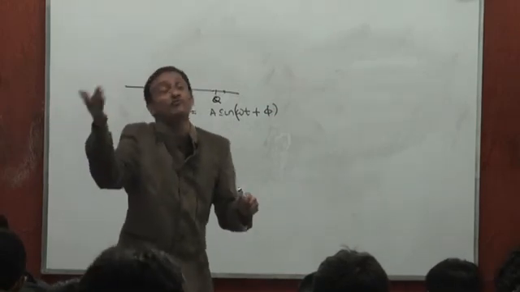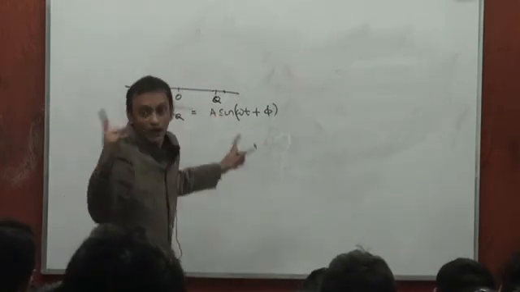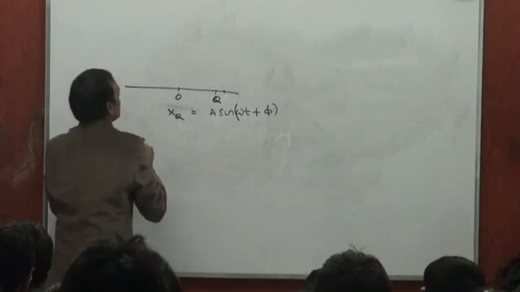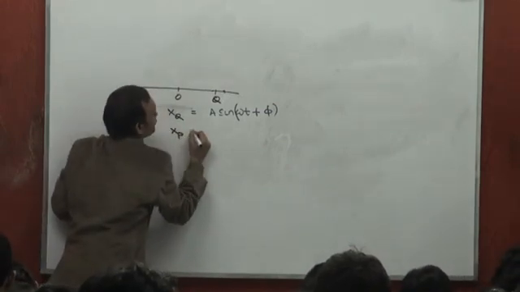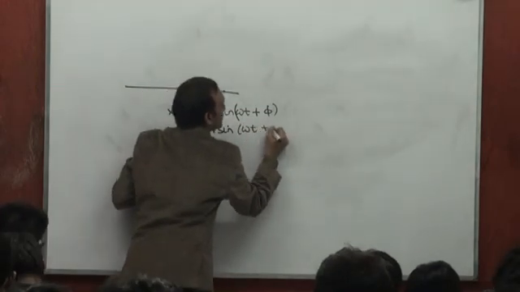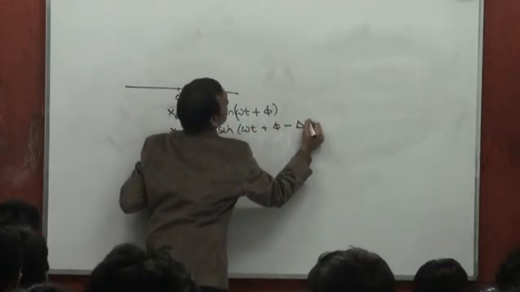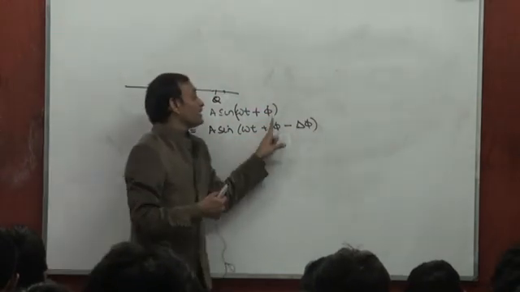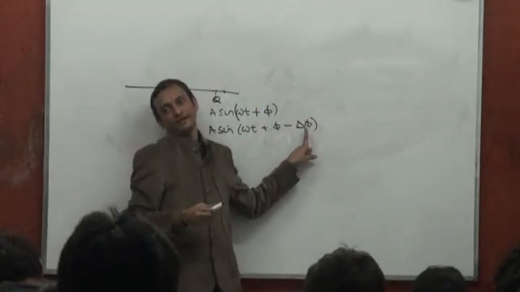That lags behind in phase compared to Q. Another particle that lags behind in phase compared to Q. Then the motion of P is going to be described by A sine omega t plus phi minus delta phi. Instead of phi, you will have phi minus delta phi.